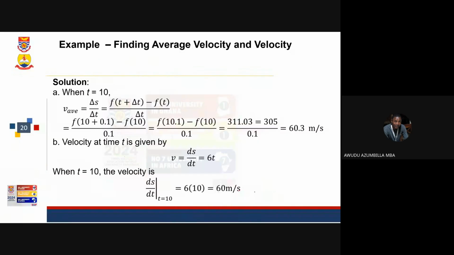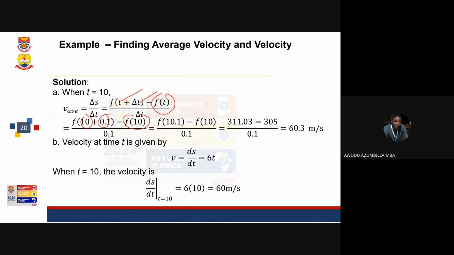Nothing more, nothing less. You have to substitute the value of T there, which is this one, and you substitute the change there, which is also this one, and you subtract f of T. f of T is 10. So that's the 10 here. Then you try to simplify it, and we are going to get 60.3 meters per second.